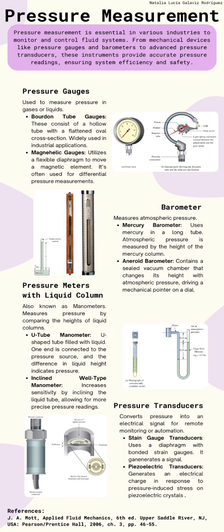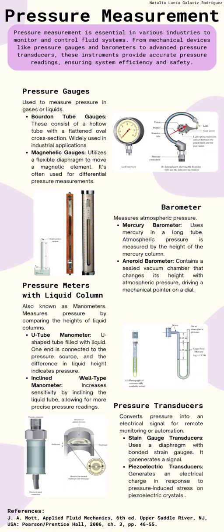The second type of instrument for pressure measurement are barometers, which measure atmospheric pressure. The two types of barometers that I'm going to talk about are the mercury barometer and the aneroid barometer. The first one uses mercury in a long tube. Atmospheric pressure is measured by the height of the mercury column, whereas the aneroid barometer contains a sealed vacuum chamber that changes its height with atmospheric pressure, driving a mechanical pointer on the dial.